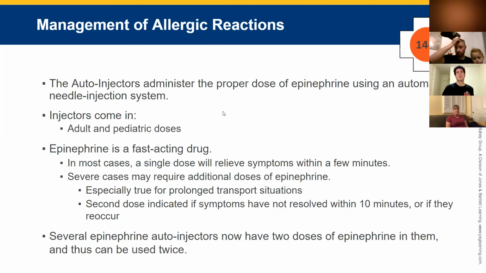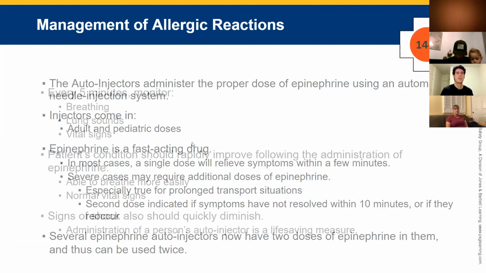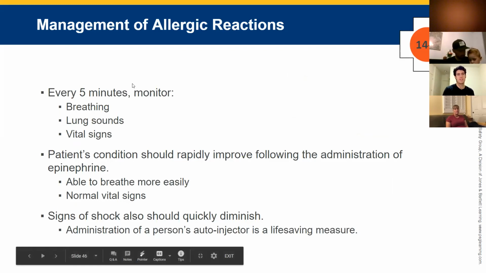They have a proper dose in them. An EpiPen is very easy to use. Maybe some of y'all have had training on it. All you have to do is shoot it in. You just make sure that you have the right end facing down, shoot it in, and just hold it there for 30 seconds. That's all you have to do. Super easy to use. All right, and then reassess every 5 minutes. Should rapidly improve.